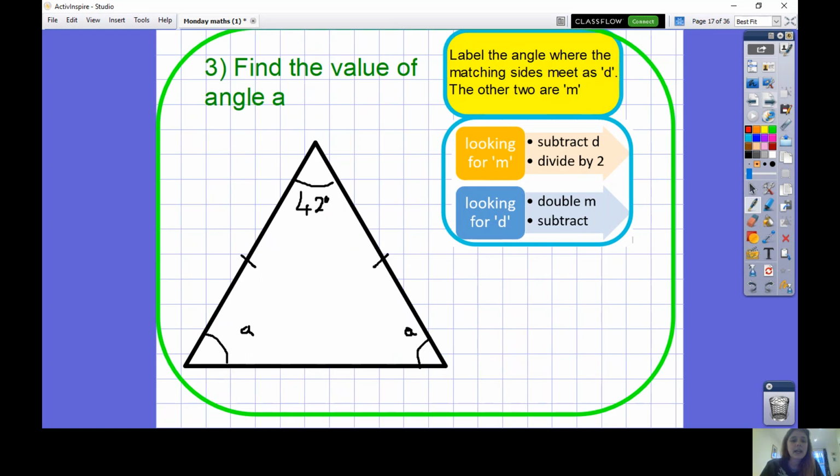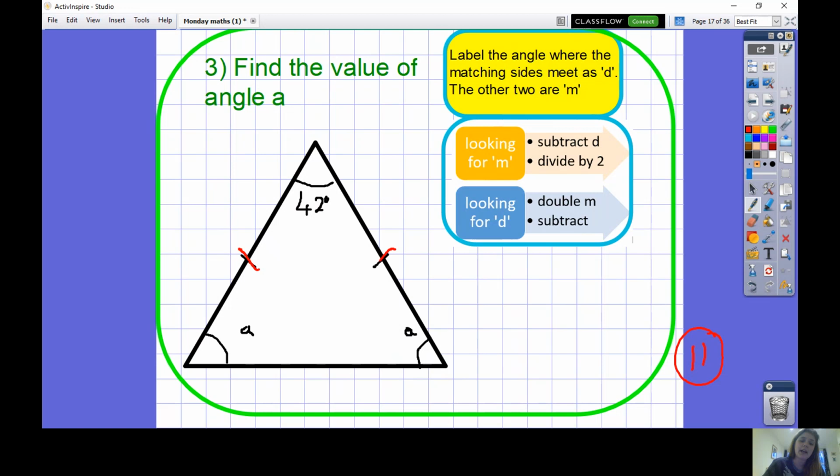Right, it's your turn to have a go at this one. I want you to find the missing angle A. Please find missing angle A. Don't forget to start by labeling if you're looking for D or M, and then follow the 2 steps. Pause the video if you haven't already and solve this question. I'm going to go through the answers now. Remember, it's really important to have a go now to identify whether or not you're feeling confident with this before you try the independent work.